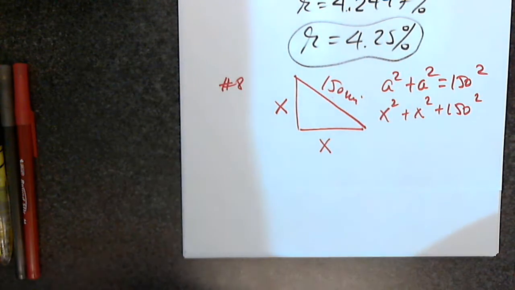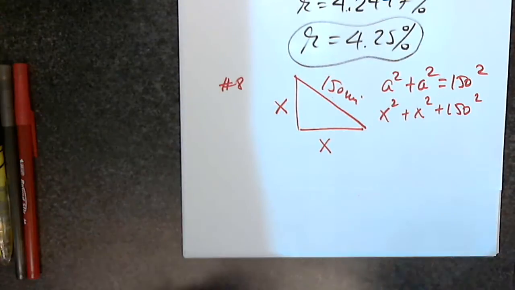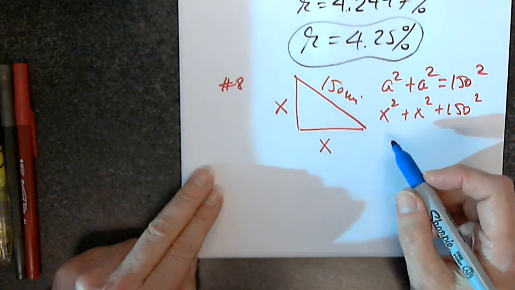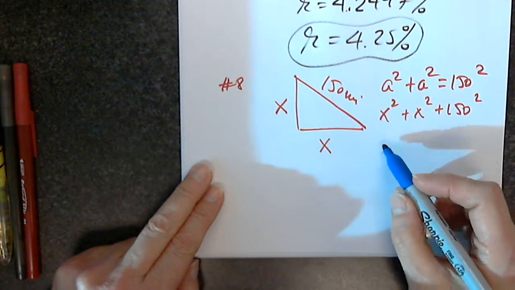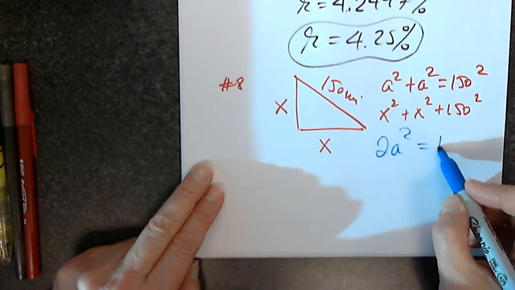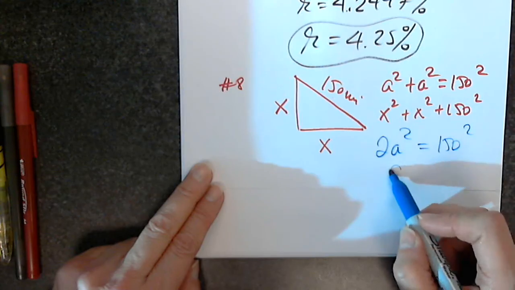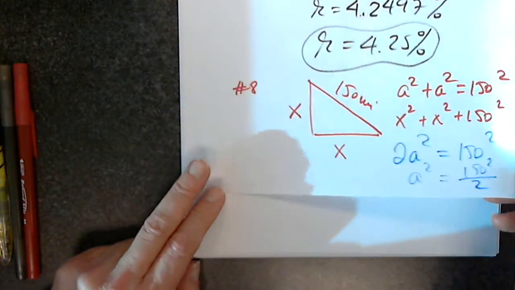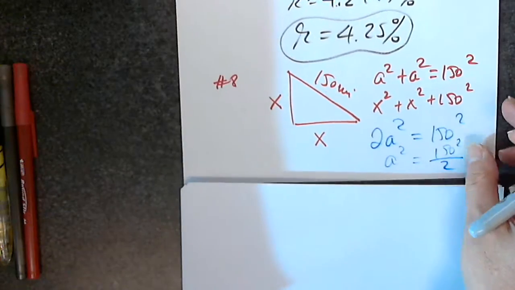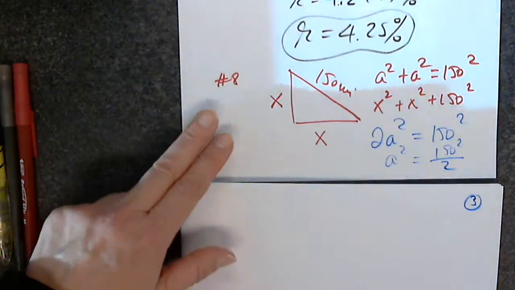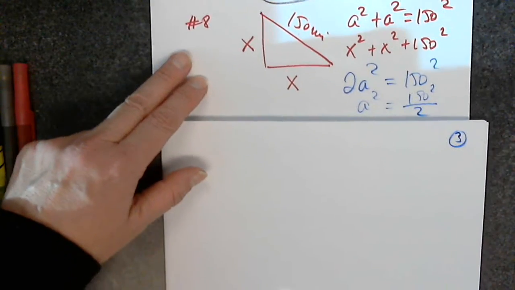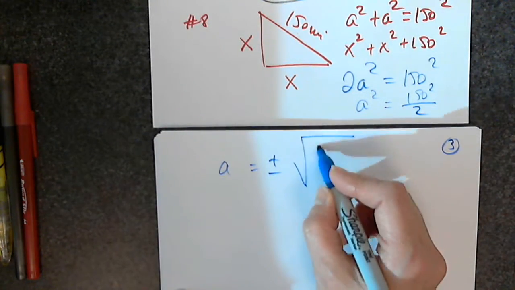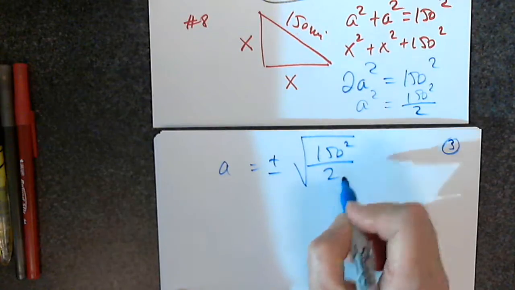Can anyone give us step 2? An apple plus an apple is 2 apples. 2A squared equals 150 squared. And then I will divide both sides by 2. And then what? And then I have to do what to both sides to solve? Good. So then A will be plus or minus the square root of 150 squared over 2.